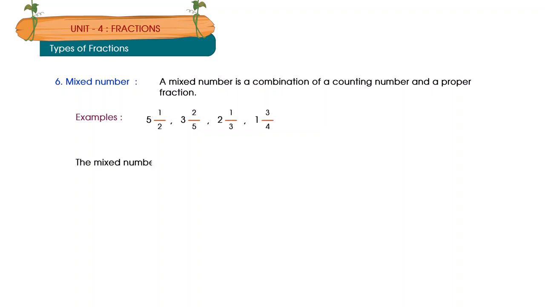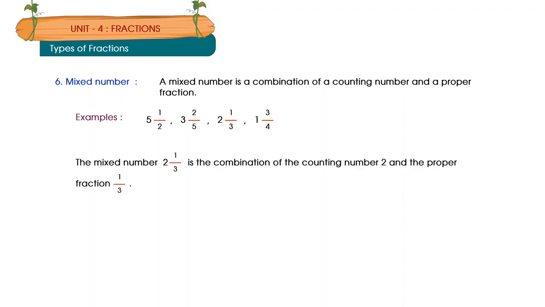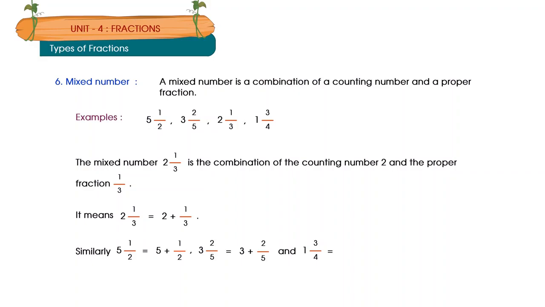The mixed number 2 1/3 is the combination of the counting number 2 and the proper fraction 1/3. It means 2 1/3 is equal to 2 plus 1/3. Similarly, 5 1/2 is equal to 5 plus 1/2. 3 2/5 is equal to 3 plus 2/5, and 1 3/4 is equal to 1 plus 3/4.